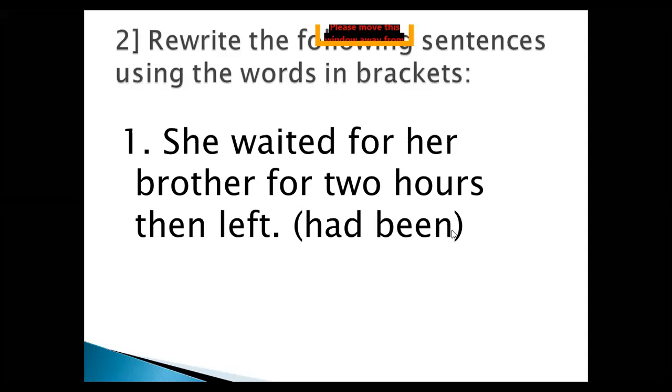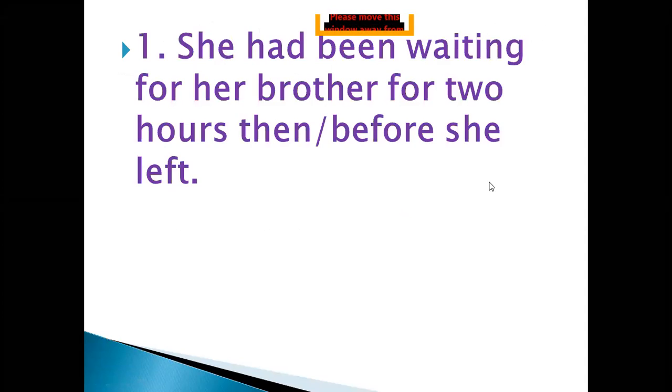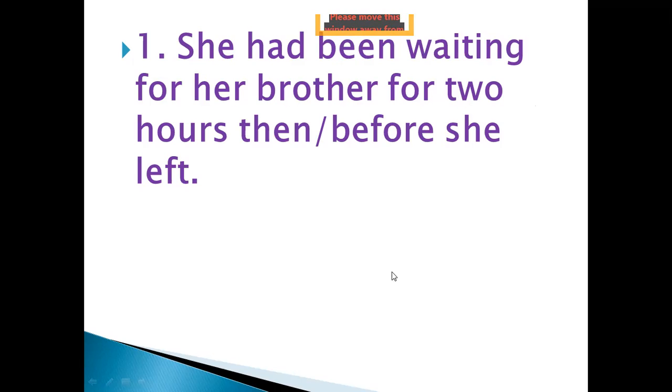If I want to use here had been, how can I answer it? If you know the answer, raise your hand. Yes, Mariam? She had been waiting for her brother for 2 hours, then left. It's okay. You can say here, as you see, she had been waiting for her brother for 2 hours, then she left, or before she left. It's okay.